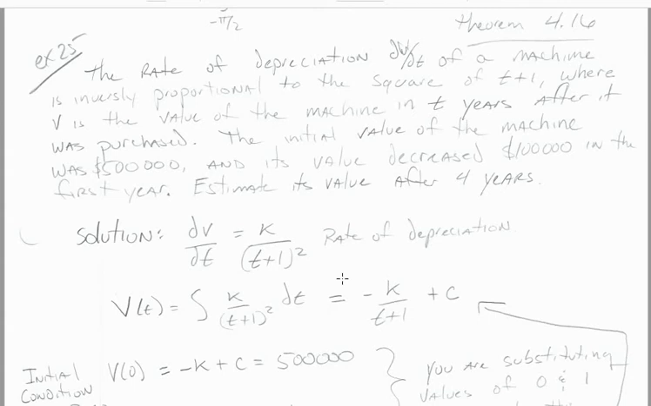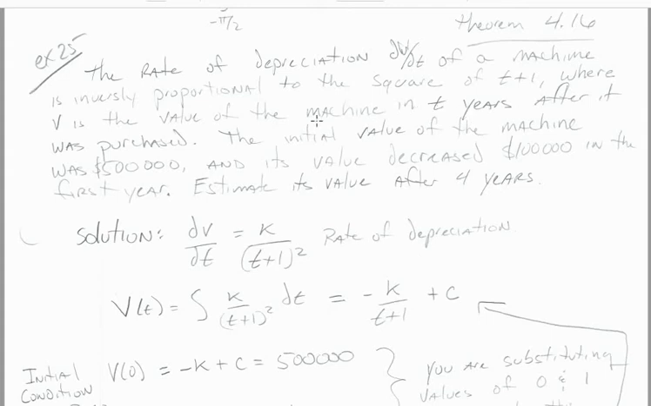The hardest part for you guys is going to be setting this problem up. The initial value of the machine was $500,000 and its value decreased $100,000 in the first year. We want to estimate its value after 4 years. How much has it decreased? It doesn't decrease $100,000 each year because we have the rate of depreciation, which is dV/dt up here. So we have to set this up. Our solution is we have to come up with what the value is for dV/dt.